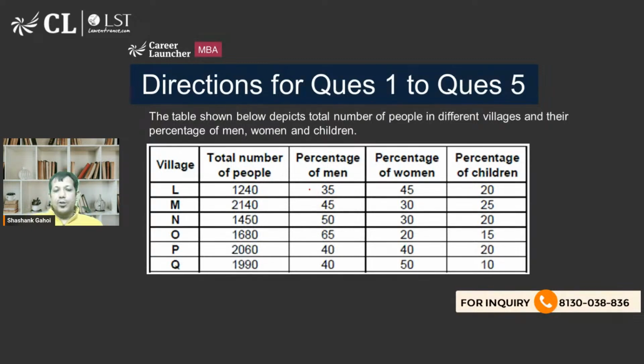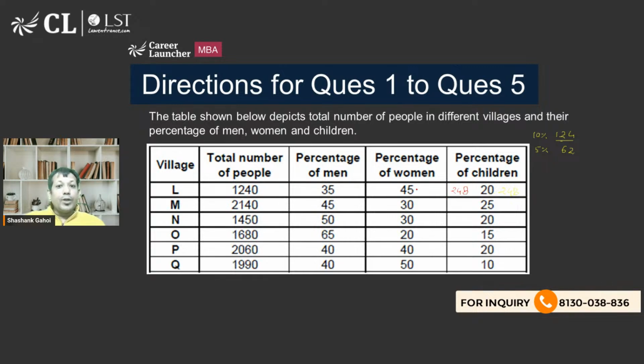What is 10% of this? 10% of 1240 is going to be 124. Now what is going to be 5%? That is going to be 62. That's all I need. So 20% is going to be twice of this. Twice of this is going to be 248. So 20% is going to be 248.